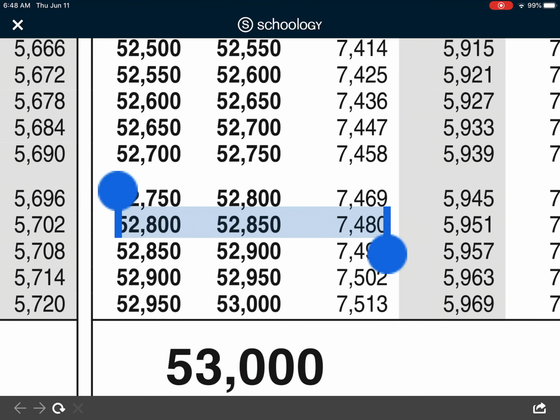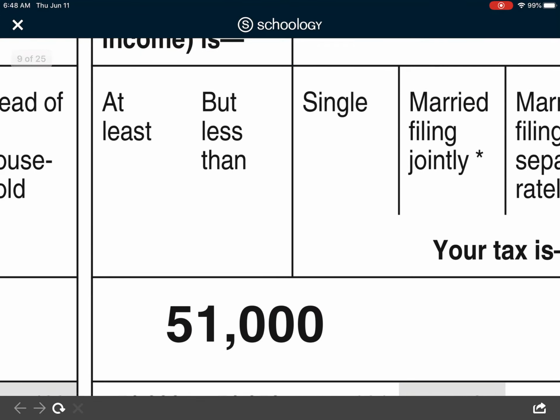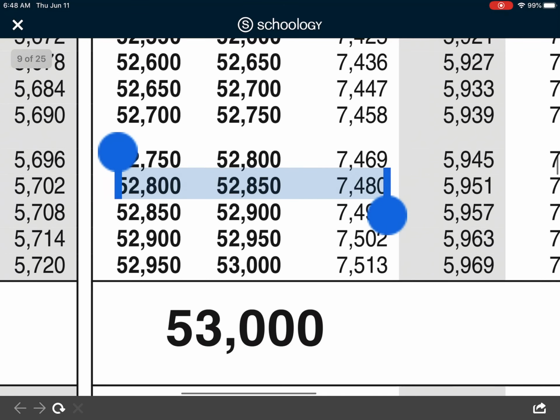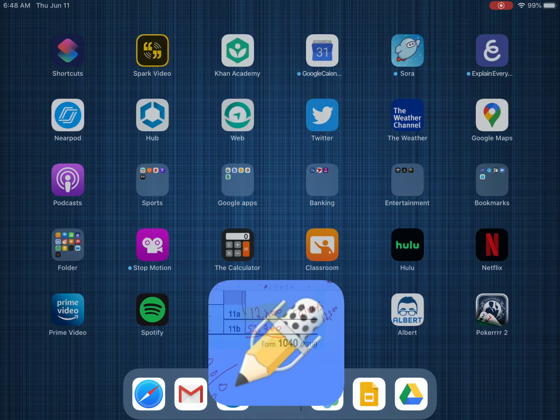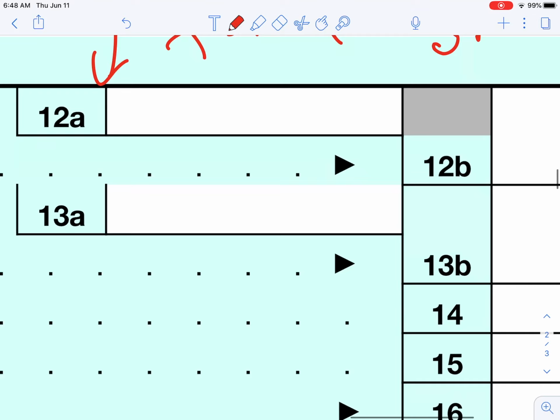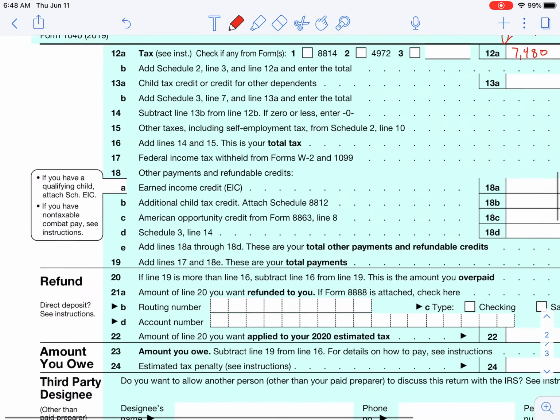I owe, or Boris owes, $7,480 in taxes. As you see, if you're married filing together, it's going to be less because that's another deduction you get. But we're single, so 7,480. So right here, we owe 7,480.